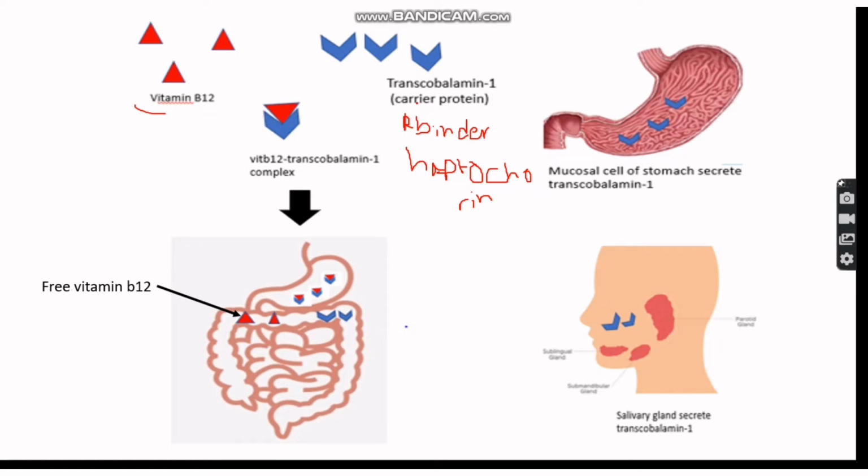So this carrier protein is being produced by the salivary glands present in the mouth. It is being produced by our salivary glands as well as the mucosal cells of the stomach. The mucosal cells of the stomach also secrete this receptor. This carrier protein is known as transcobalamin 1.